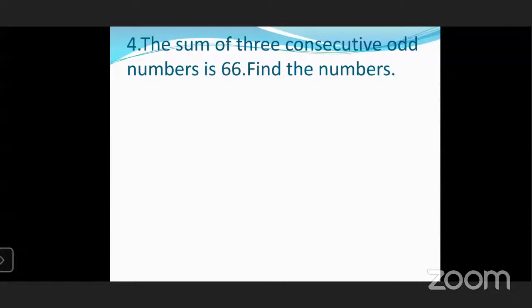So if the number is a, you add 2 to it, the next odd number would be a plus 2. And you still add 2 to it, a plus 2 plus 2, that is a plus 4. So a, a plus 2 and a plus 4 are three consecutive odd numbers. Now we'll solve this.